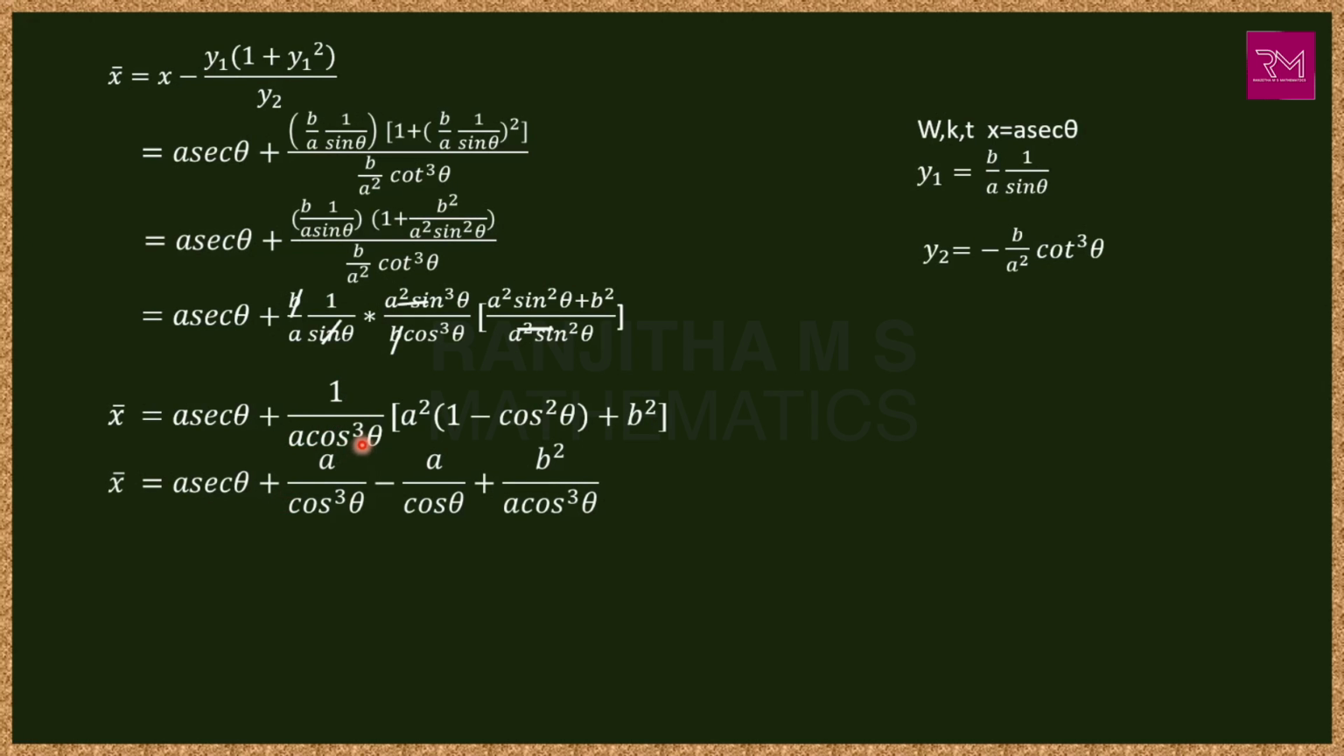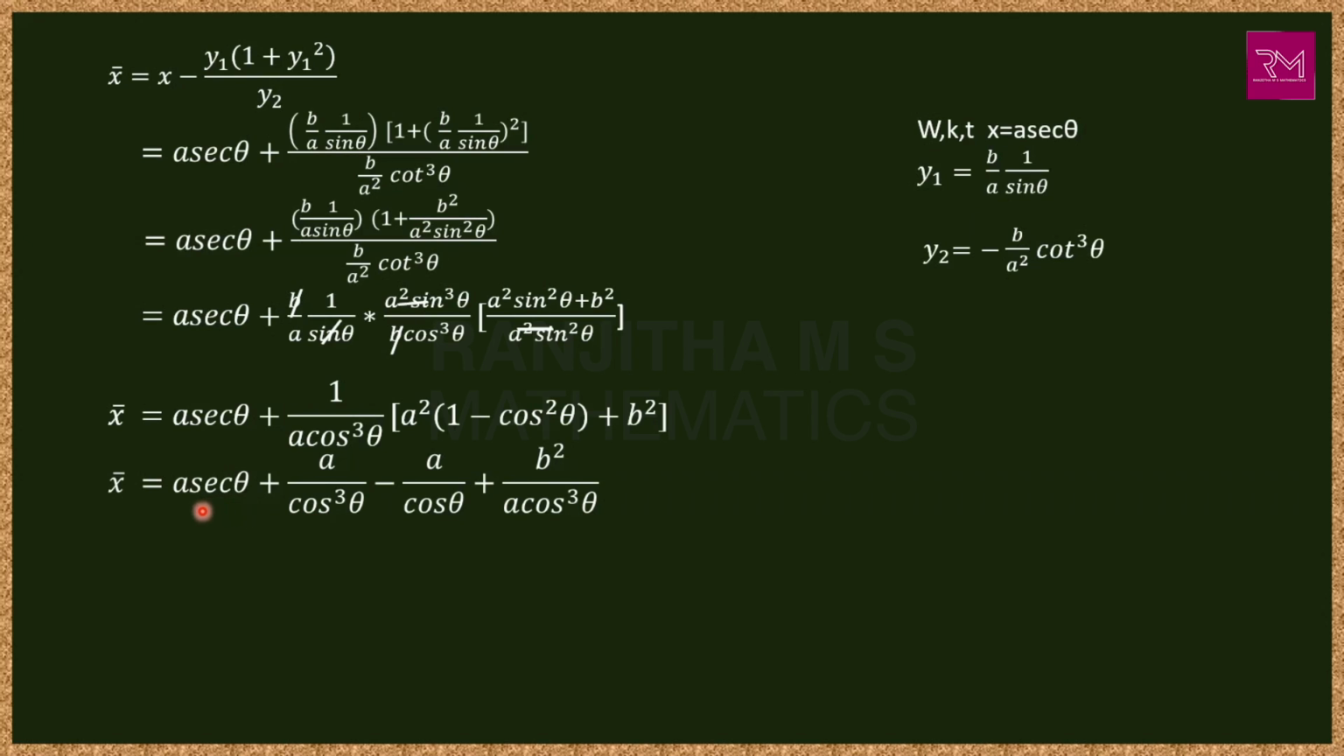Multiplying a square inside the bracket, here also we get 1 by a into cos cube theta into a square into 1 is a square. Here a gets cancelled, the remaining is a divided by cos cube theta. Here plus into minus is minus. Here a square into minus cos square theta is minus a square cos square theta divided by a cos cube theta, which is a divided by cos theta, and cos square theta gets cancelled. The remaining is a divided by cos theta plus b square divided by a into cos cube theta as it is.